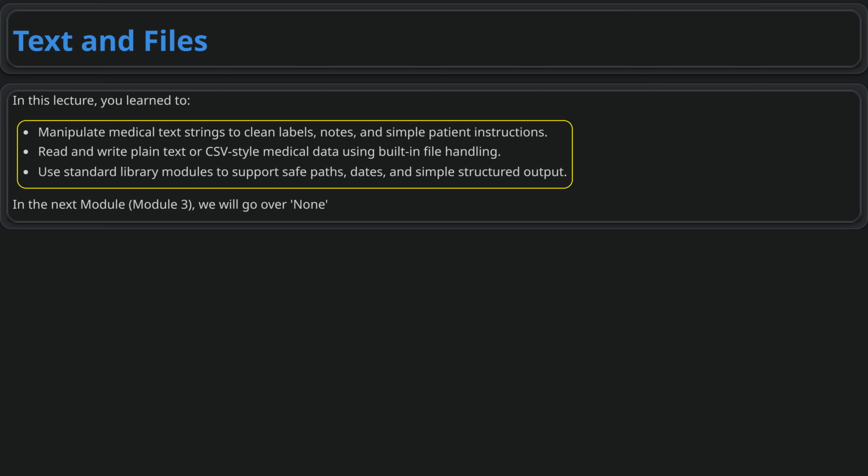In this lecture, you learn to manipulate medical text strings to clean labels, notes, and simple patient instructions. Read and write plain text or CSV-style medical data using built-in file handling, and use standard library modules to support safe paths, dates, and simple structured output. In the next module, Module 3, we will go over none.